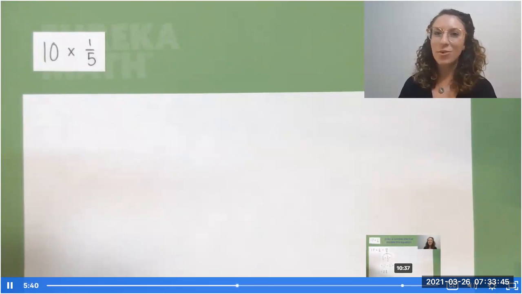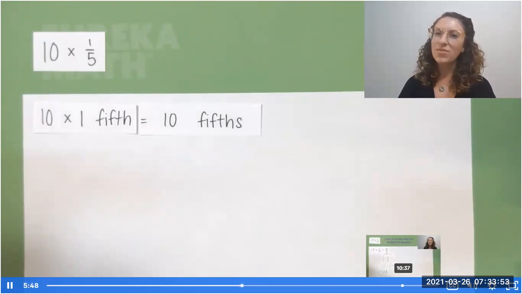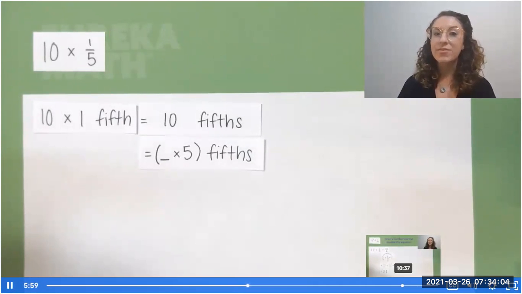Ready? In unit form, it would look like this. How many fifths is this in all? 10 fifths. And how many fifths make 1? 5 fifths. So we want to make groups of 5 fifths. How many groups of 5 fifths are there in 10 fifths?